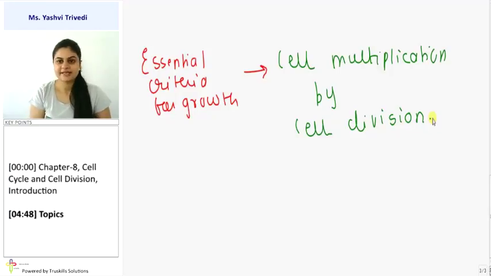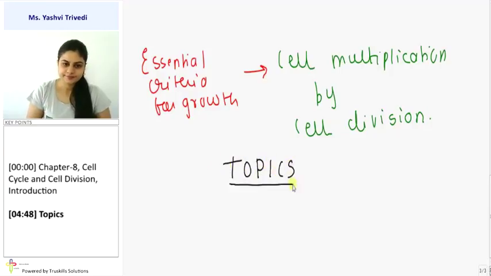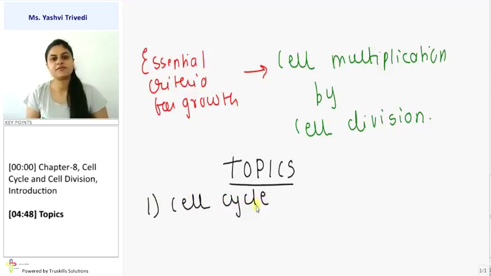In this chapter, basically we are going to cover three main topics. The first is the cell cycle. In this process we will study what type of events take place before the cell undergoes division, and how the material will be duplicated so that it can be equally distributed into the daughter cells. That is all covered in the process of the cell cycle.